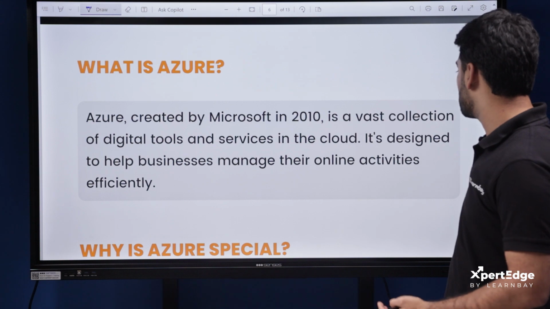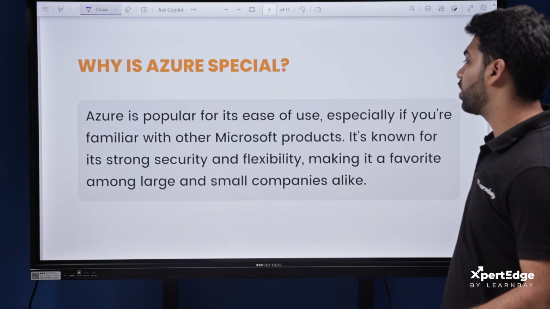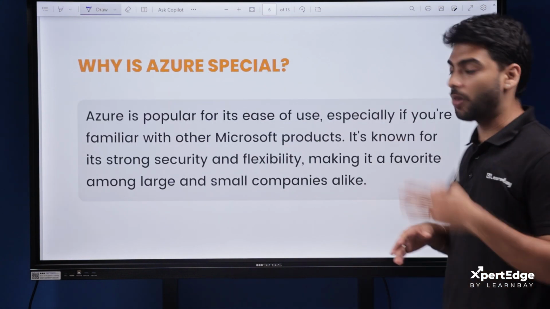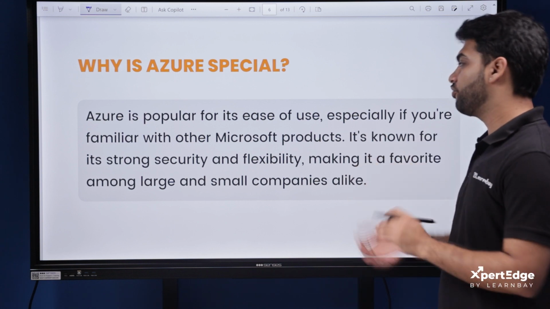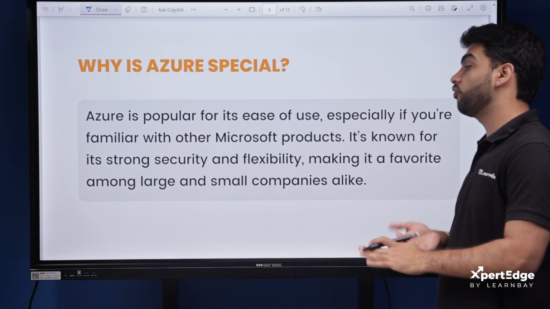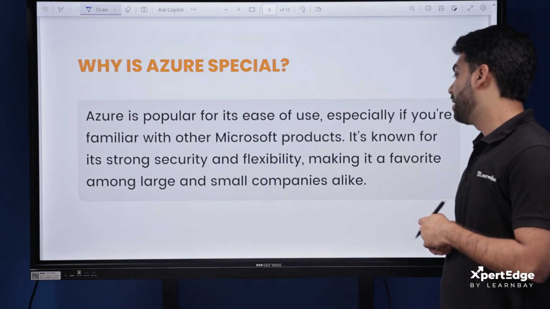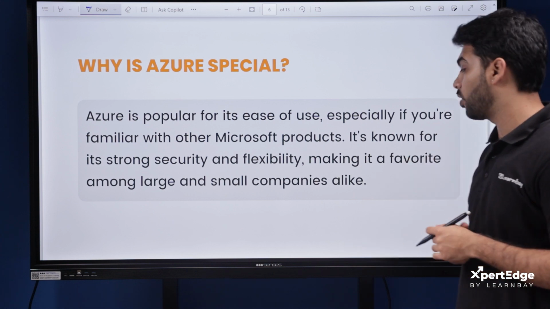Then why is Azure super special? So Azure is special because of the popularity. It is popular for being so easy to use, so very user friendly, especially if you are familiar with other Microsoft products. It is known for strong security and flexibility, making it a favorite among large and small companies alike.